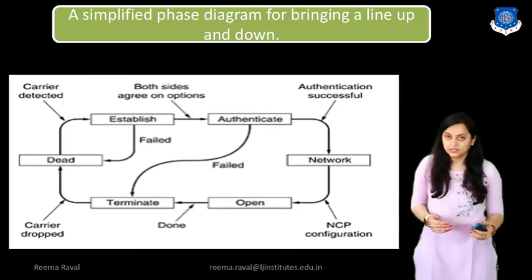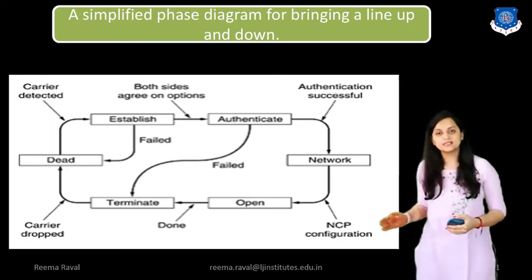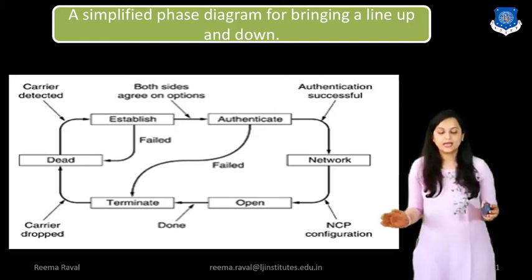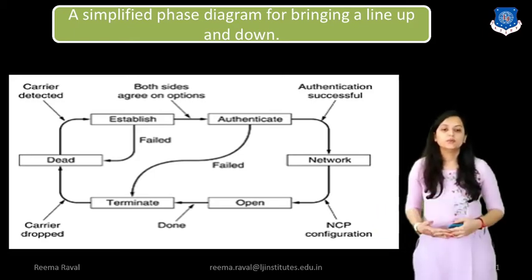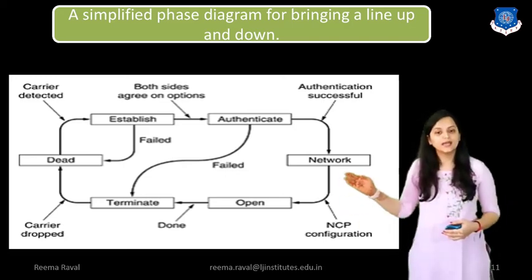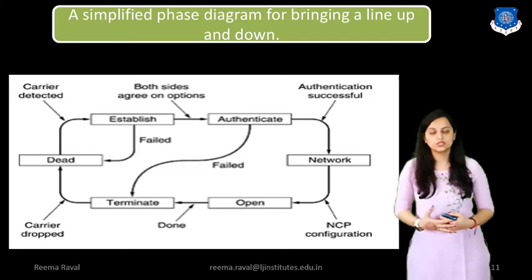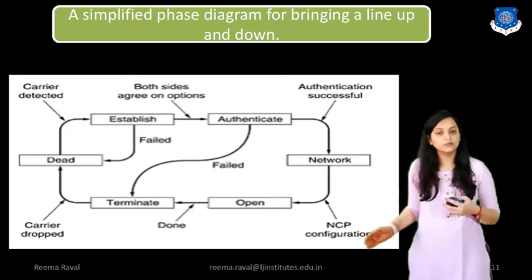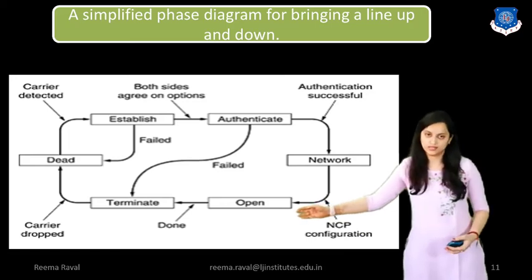When the carrier is detected, that means when data is to be transmitted, it will establish the connection. So after the dead state, the next state will be the established state. When both sides, that means the transmitter and receiver or both the nodes, agree on the options, it will come to the authenticate state. After the authentication is successful, the next state is the network state. That means now the network is provided to the users for data transmission. In this state, the NCP configuration is done. That means the network control protocol configuration is done. Once it is successful, the network is open for transmission.